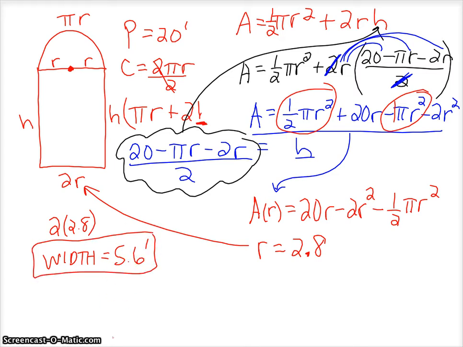Now to find the height, I can go back up to this function here that we had for height. And I'm going to plug in for r. Now be careful, don't plug 5.6 in for r. Make sure you plug the 2.8 in for r. So I would plug 2.8 in for both of these r's to solve for h, and what you'll find out is that the height is also 5.6 feet.